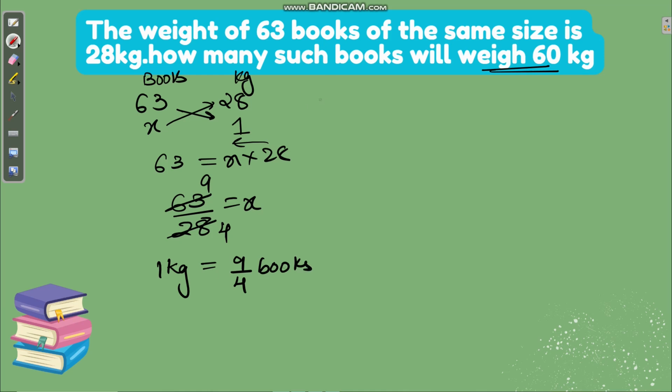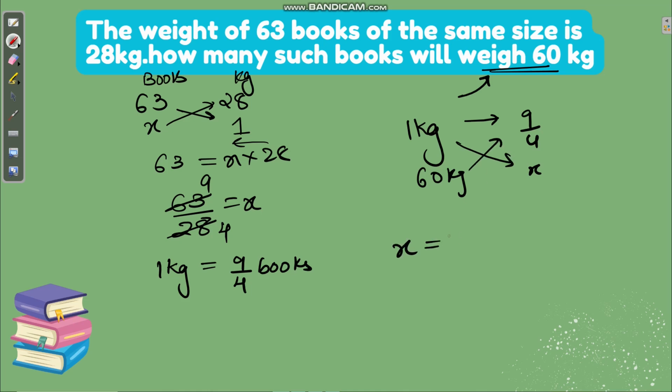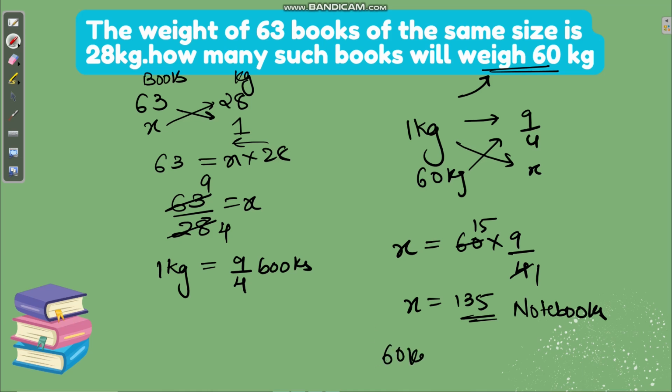Now it's very simple. We know the number of books in 1 kg, and we have to find for 60 kg. So in 1 kg, the number of books is 9 by 4. How many will there be in 60 kg? We don't know that right now. Just cross multiply. That will be x, and x is equal to 60 into 9 by 4. 4 ones are 4, 15s are, x is equal to 135. So what is this 135? These are nothing but notebooks. So the question is, how many books will there be in 60 kg? In 60 kg you will have 135 notebooks.